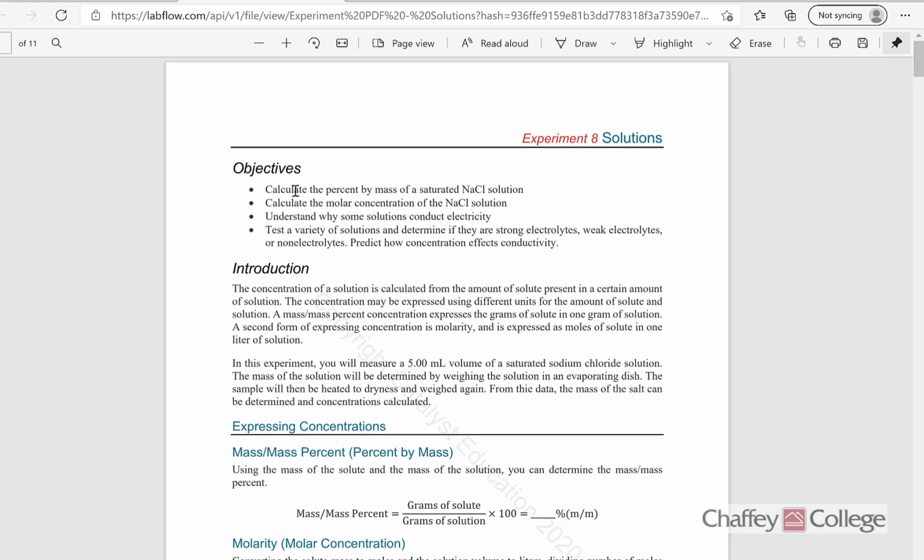Okay, so the objective of this lab is to calculate the percent by mass of a saturated sodium chloride solution, and then we need to calculate the molar concentration, which is also known as molarity, and then we will understand why some solutions conduct electricity, and that's where the concept of electrolyte and non-electrolyte will come. And finally, we will determine the effect of concentration on the conductance of the solution.